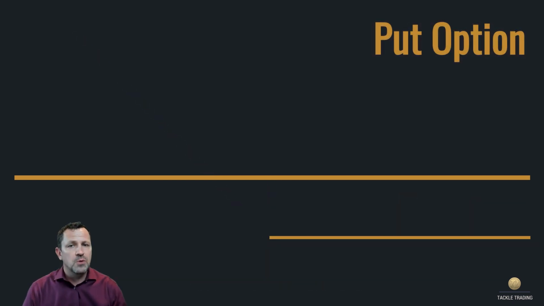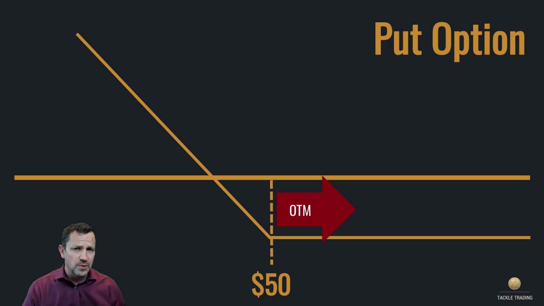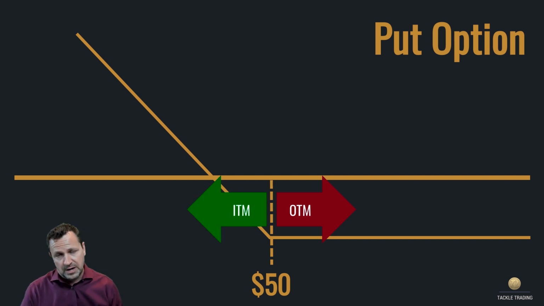Now imagine for a moment that that strike price was $50. If the underlying asset price was above $50, that put option would be considered out of the money. If the underlying asset price was below $50, it would make sense that the seller could actually make a profit by selling it at $50. So if it's below that, it's considered in the money.